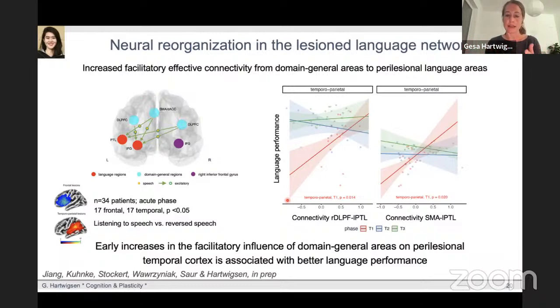The language performance just shows how good or bad the performance during the acute stage still is. And we can infer that those patients who have more interactions are those who perform better. But what is, of course, more interesting is how does this change? So which of the changes or the connectivity patterns that we see are associated with better recovery? But this is just the first result that I'm very excited about.